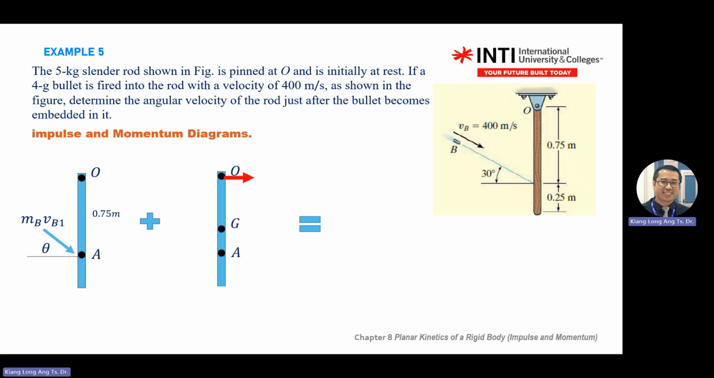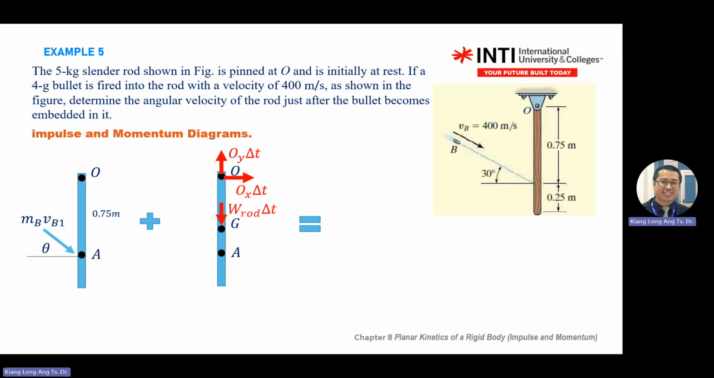Then the center one is the impulse. Impulse, you're dealing with forces. Forces multiplied by time, you get impulse. So there's a pin there. Pin means you have Ox, Oy. Multiplied by the time, you get impulse.